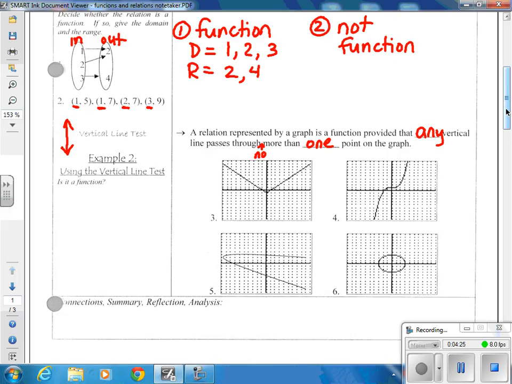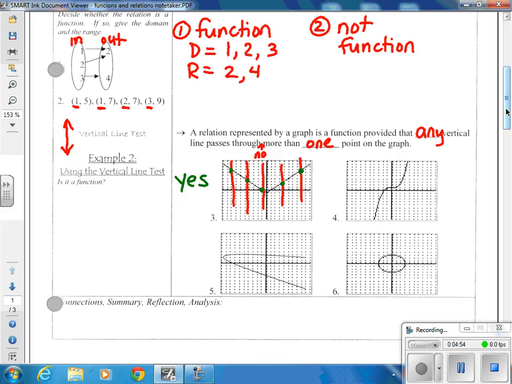All right, so I am going to do numbers 3 and 6 with you on these notes, and then you can come to class with 4 and 5 answered, and we'll see how you do. For number 3, if I draw any vertical line anywhere in this picture, you can tell that I'm only going to hit that V-shaped graph in one spot on each one of those vertical lines. So because it only hit one time, number 3's graph is a function.